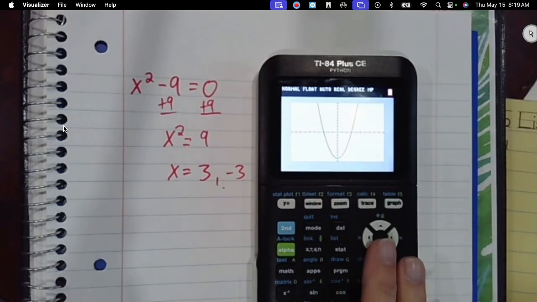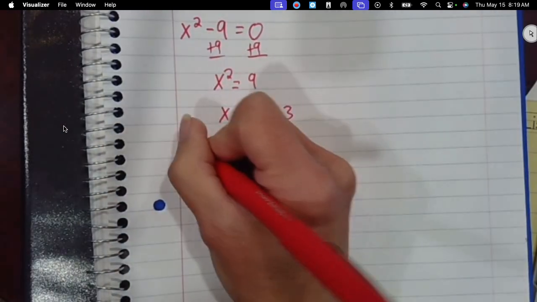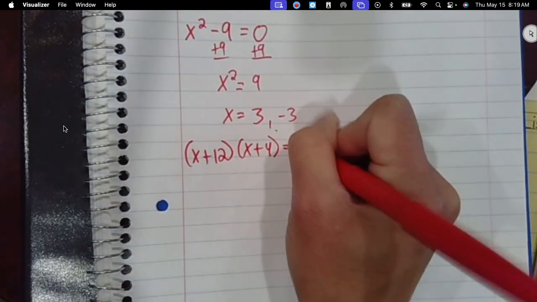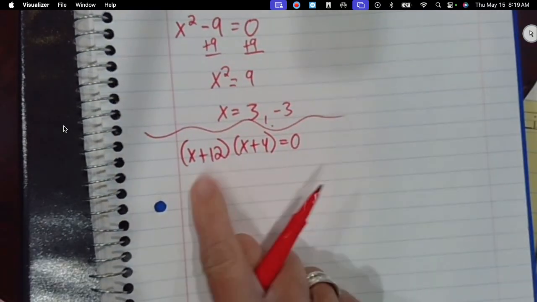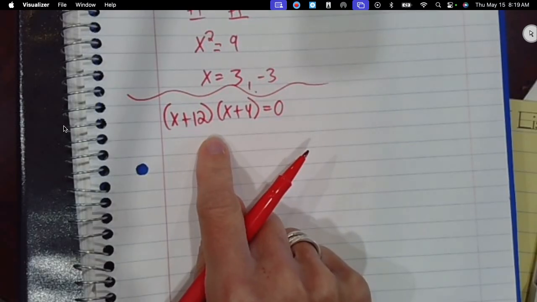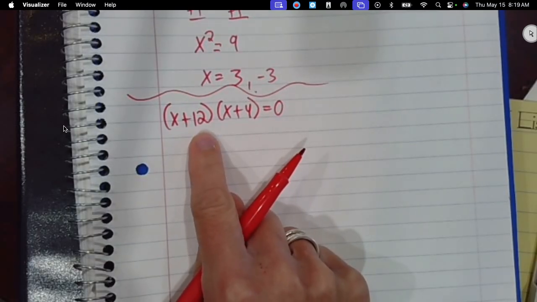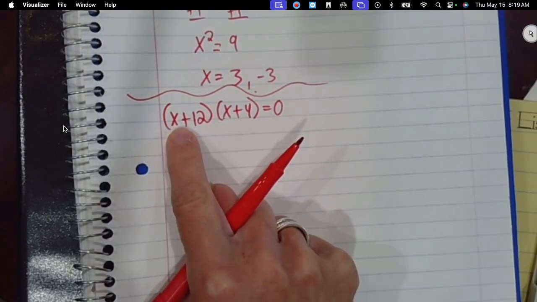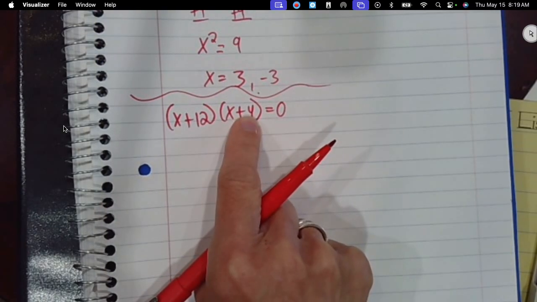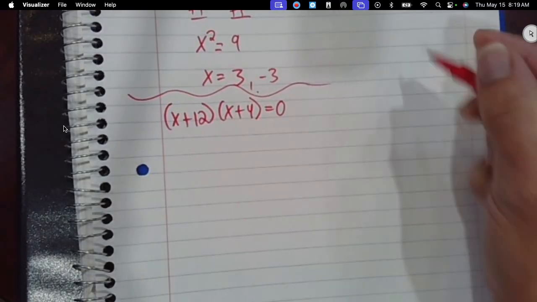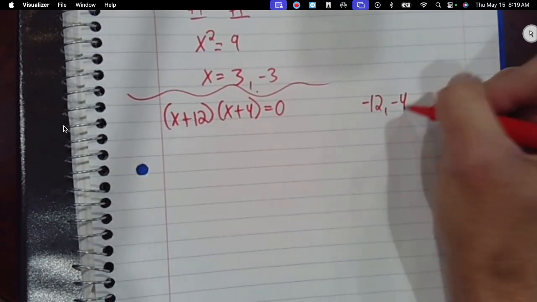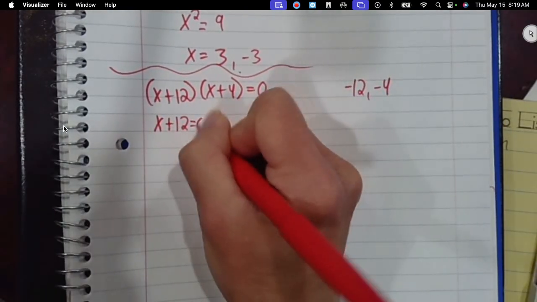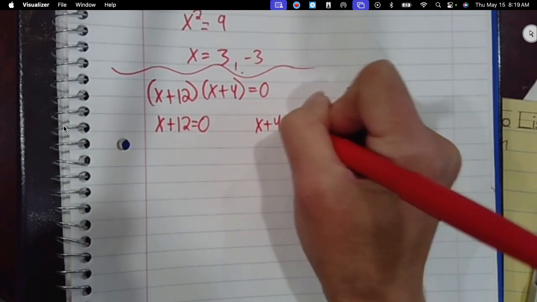All right, let's see. I've got x plus 12 and x plus 4 equals 0. This is already factored. All right, this one should be an easier one. They already factored it for us. How nice. So what would make this number go to 0? Does anybody just have a guess? Negative 12. What would make this one go to 0? Negative 4. Those are your 2 answers. But if you don't just know that, just set them both equal to 0. This one's equal to 0, and this one equal to 0.